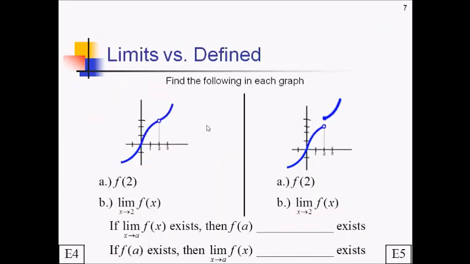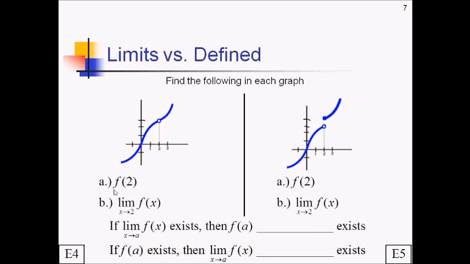We're going to take a look at these two graphs now. Here we're going to explore the question of whether a limit existing and the function existing at a value have to be one and the same thing. So pause the video and try out each of these two examples, and then see if you can fill in these blanks. All right, let's see what we came up with.